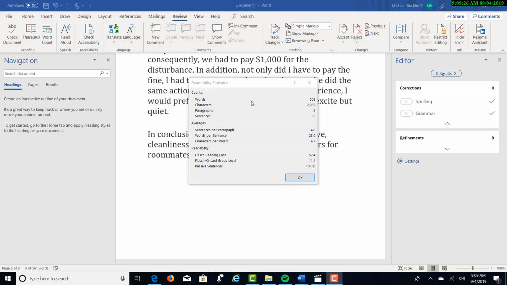Okay, so after the spell check, let's take a look here at some things. So we have 5 paragraphs, we have 23 sentences, sentences per paragraph 4.6, words per sentence 23, and that's because I created some longer sentences in there, but had I not done that, you would have had probably somewhere between 15 to 18 words per sentence, and that would not have been appropriate. But we do have it. The grade level here is 11.4, which means it's almost a college level essay, almost.